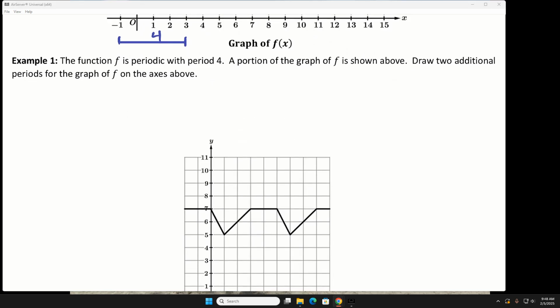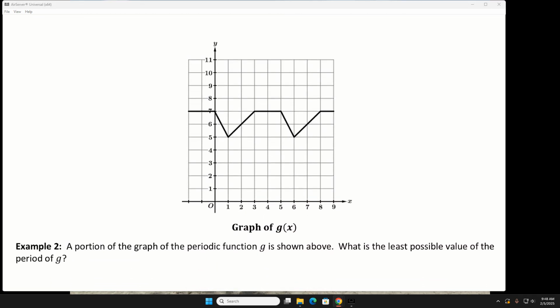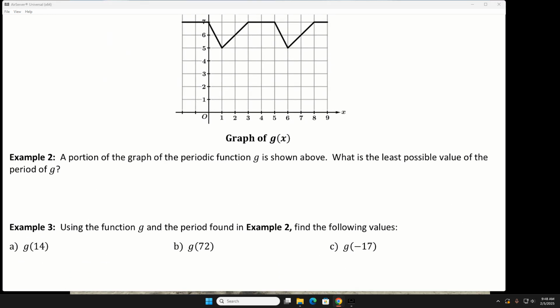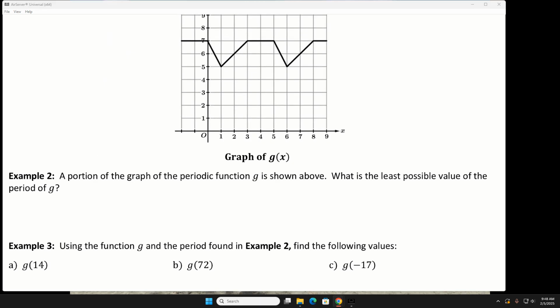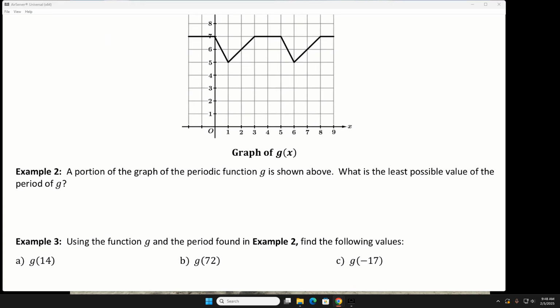Okay, now another thing we're going to do is take a periodic function like example 2, and evaluate it for x values that you can't see. It's going to keep on repeating this pattern over and over again, so we can find g of 72 even if 72 isn't on the graph that you see. First we need to figure out the least possible value of the period.